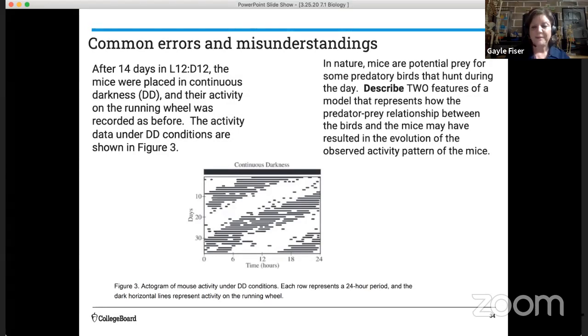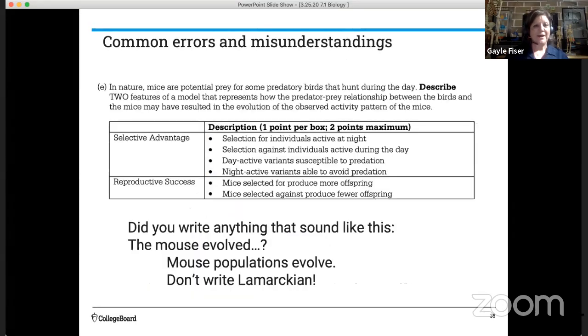Okay, let's see what the scoring guidelines say. Okay, so here's the scoring guidelines, and the 2 features that they wanted you to talk about were the selective advantage and the reproductive success. So if you're a population of mice and you are awake and active during the day, the birds are going to eat you, okay? So those mice active during the day will be selected against. If you are a population of mice that are active at night, then the birds will not be able to see you. And so you will be selected for if you are active at night. So that's a selective advantage.